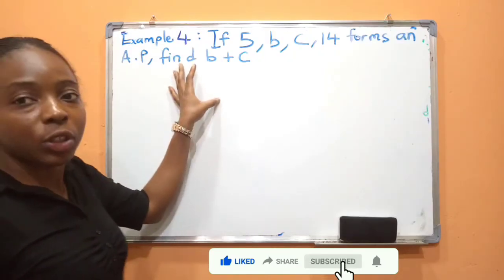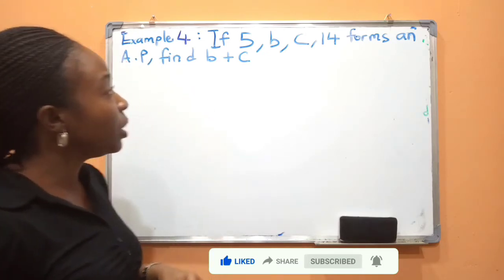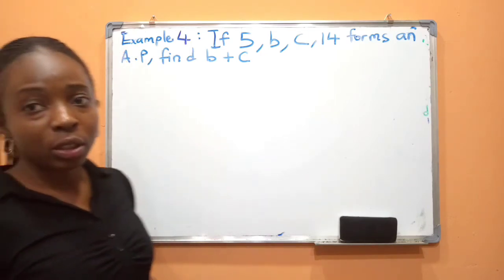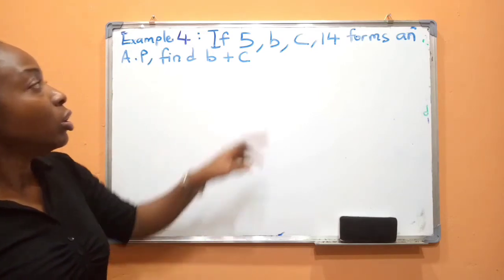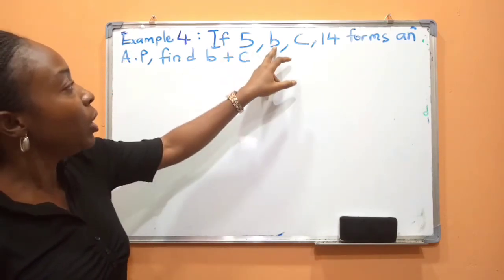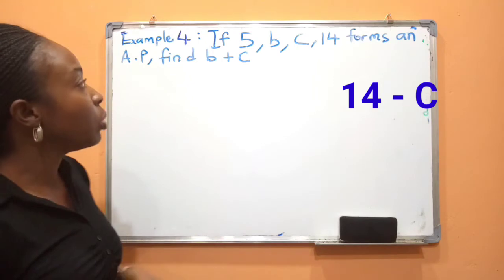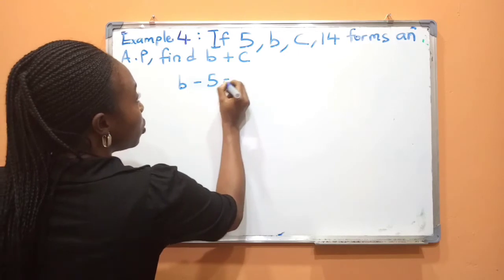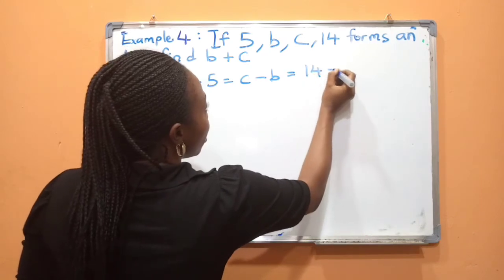So how about when we are given something like this? In this question, it says, if 5, B, C, and 14 form an AP, find B plus C. Now, one thing you should know, if it forms an AP, what it simply tells us is that the differences between two consecutive terms are equal, alright? So we are simply going to represent it this way. We're going to have B minus 5 is equal to C minus B is equal to 14 minus C.